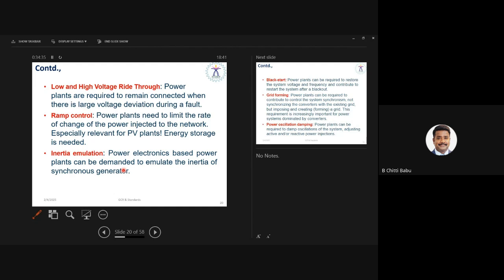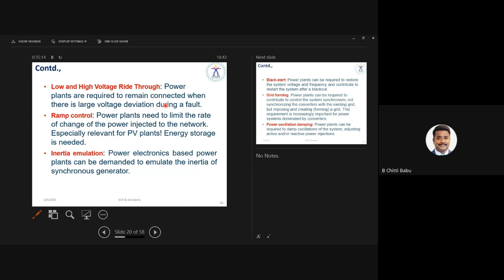This may be necessary when the grid faces difficulty during a fault. When a fault occurs in the grid, the power plants need to remain connected with the utility grid, even when there is a large voltage deviation during the fault. This is what low and high voltage ride through means. It means when there is a low voltage, for example during an unsymmetrical fault, maybe about 20% voltage deviation from the actual, the power plant still remains connected with the utility grid to maintain the continuity of the service. This is called low voltage ride through.